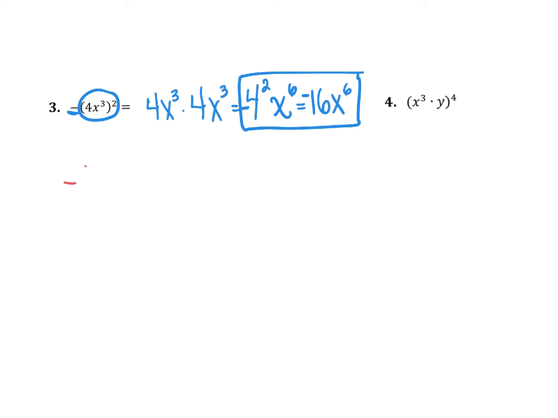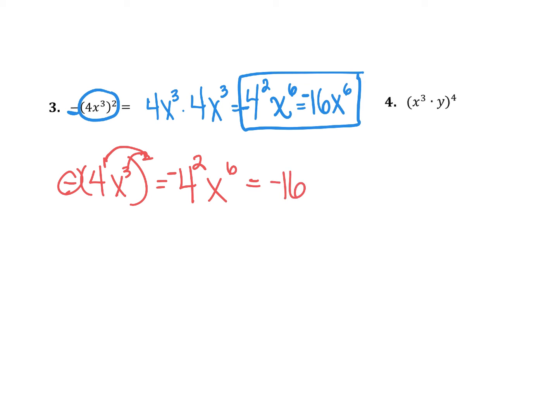So I have negative 4x to the third now to the second power. All right, so I'm going to put a 1 there so I don't forget. All right, so I'm going to take my 4 squared, and my x. 2 times 3 is 6. And now again, we have to put this negative back on there because we can't forget this right here. So I could have that, or I can have negative 16 x to the 6th power.